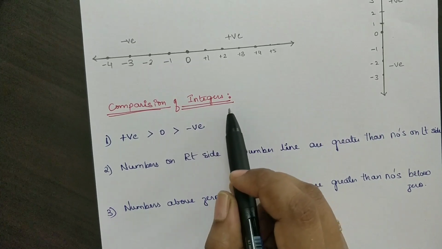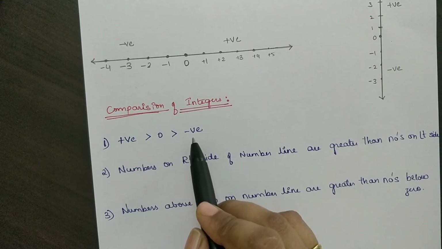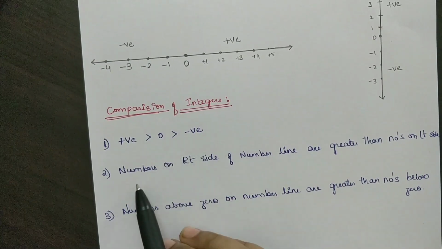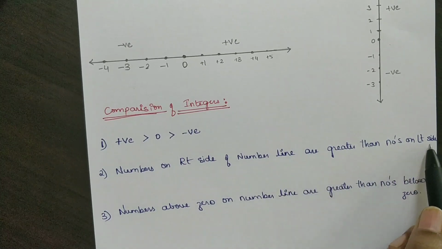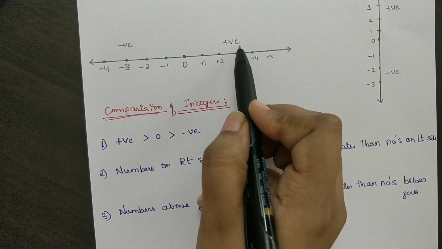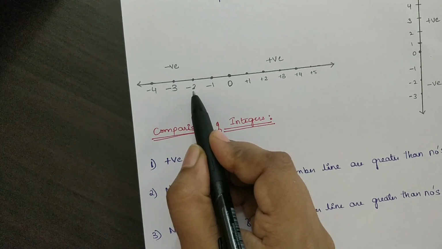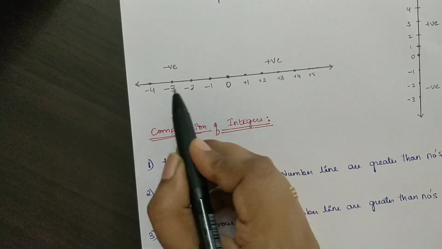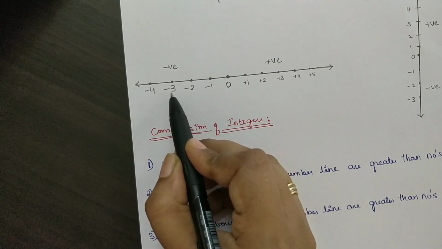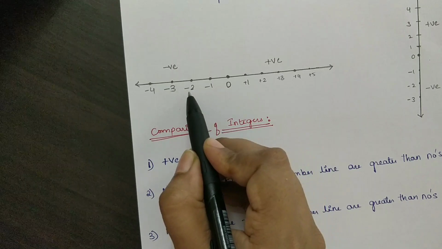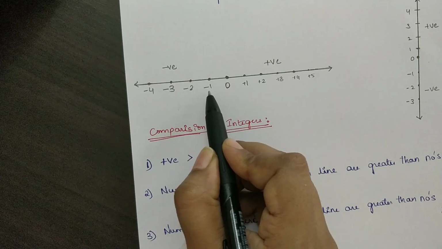Comparison of integers. Positive numbers are greater than 0 and 0 is greater than negative numbers. Second point, numbers on the right side of the number line are greater than numbers on the left side. If we take -3 and -2, -2 is on the right side of -3, therefore -2 is greater than -3. -1 is greater than -2. Same way, 0 is greater than -1.